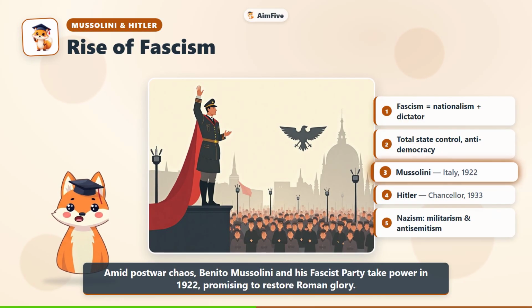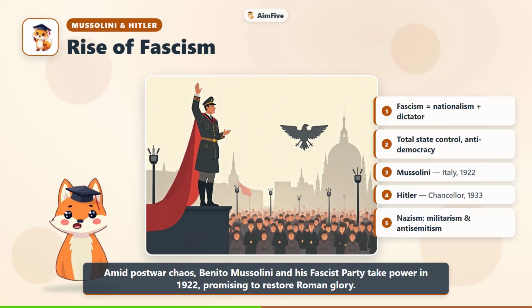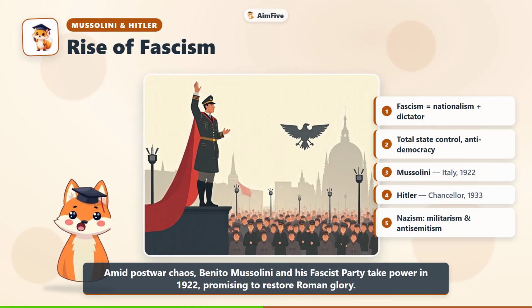First in Italy. Amid post-war chaos, Benito Mussolini and his fascist party take power in 1922, promising to restore Roman glory.